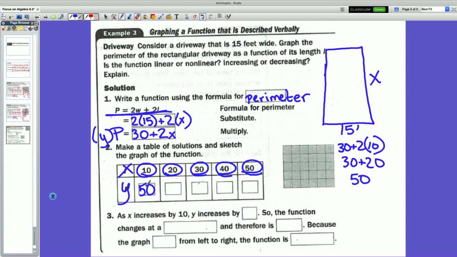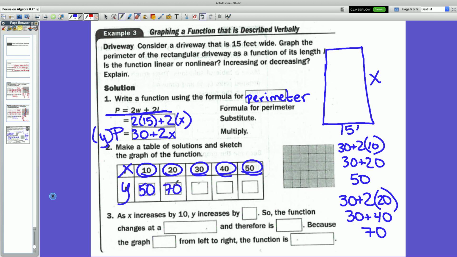The second number I'm going to plug in is 20. So I'm going to have 30 plus 2 times x is 30 now. Oop, 20. Sorry, I skipped one. 30 plus 2 times 20 is 40. 30 plus 40 is 70. So the second number here is 70.